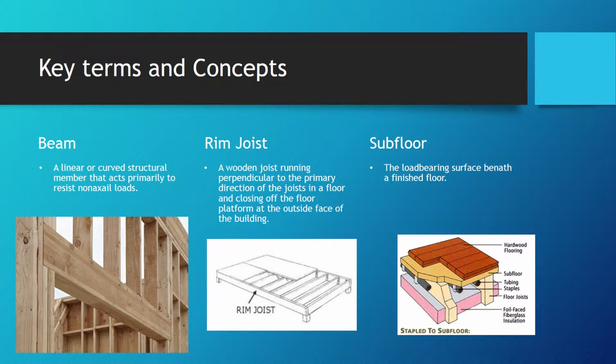More key terms and concepts here. We got beam, a linear or curved structural member that acts primarily to resist non-axial loads. And right there you got a big beam going across the littler rods there. And then you got a rim joist, a wooden joist running perpendicular to the primary direction of the joists in a floor, closing off the floor platform at the outside face of the building. There's a picture right there of the rim joist. And then the subfloor, the load-bearing surface beneath a finished floor. And then you got a picture of all your layers on the floor right there.